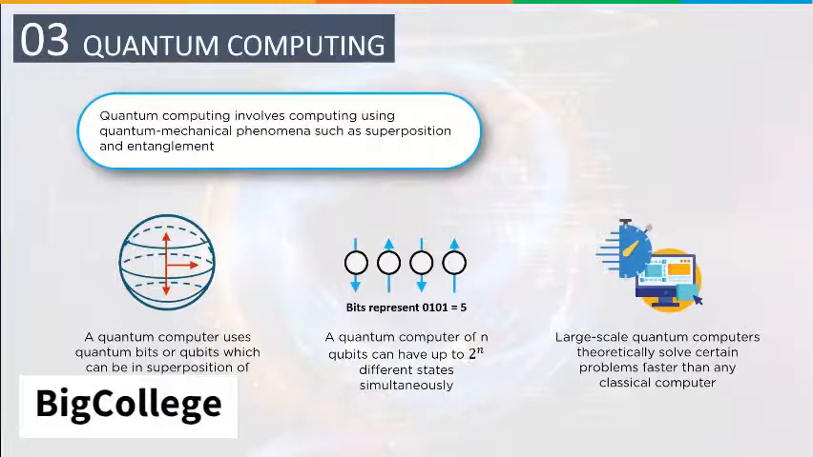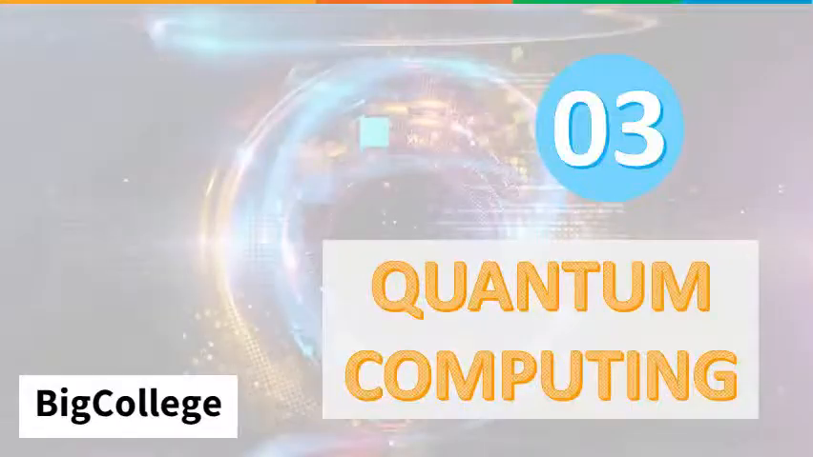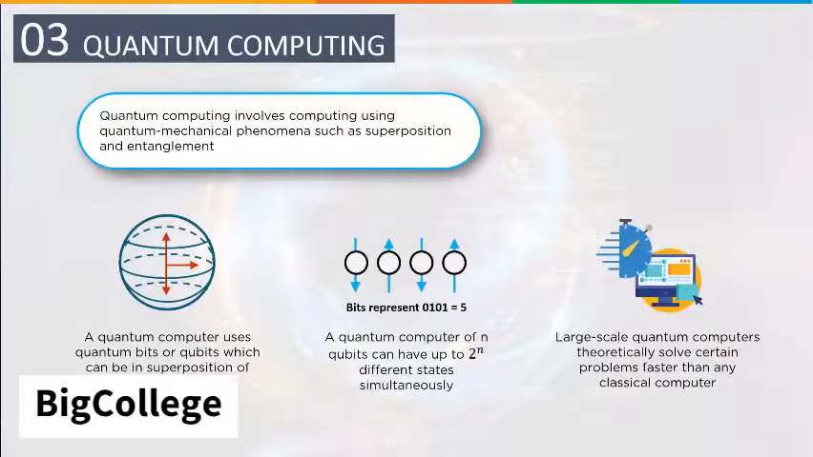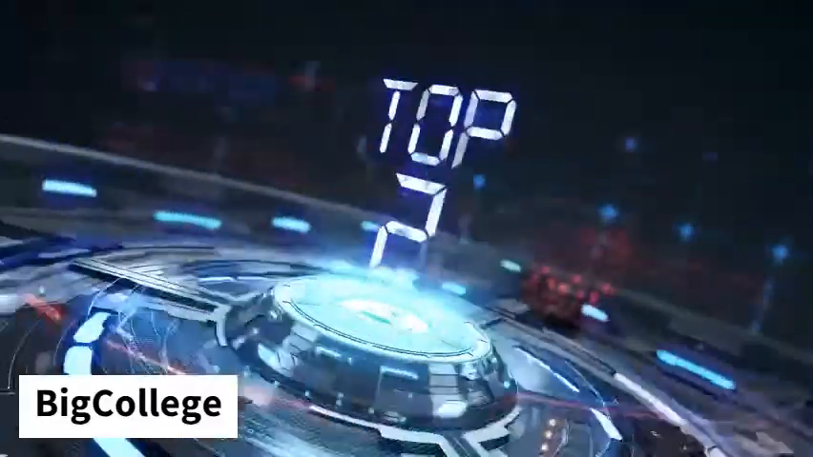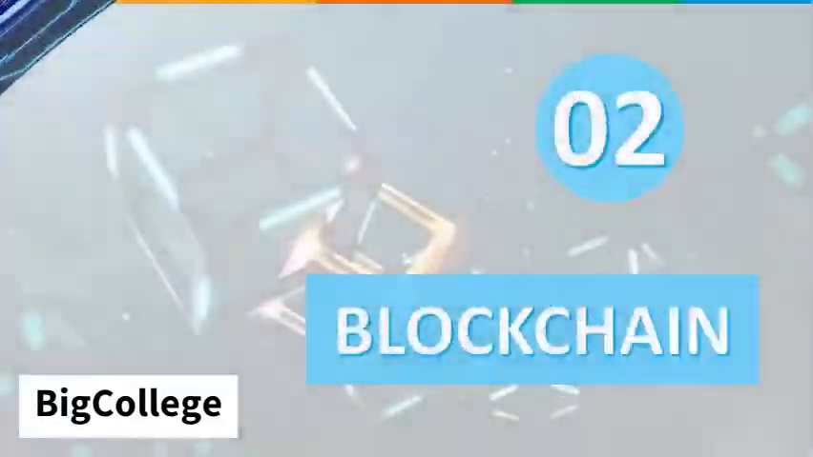Now, a quantum computer uses quantum bits or qubits, which can be used in a superposition of states. Now, how's that useful? A quantum computer of n qubits can have 2^n different states simultaneously. Theoretically, quantum computers can also solve problems faster than any classic computer, perhaps even faster than supercomputers. At number 2, we have blockchain.